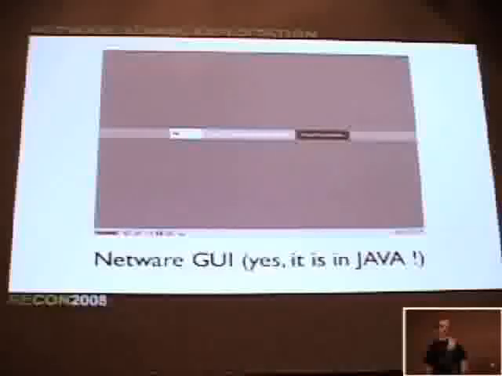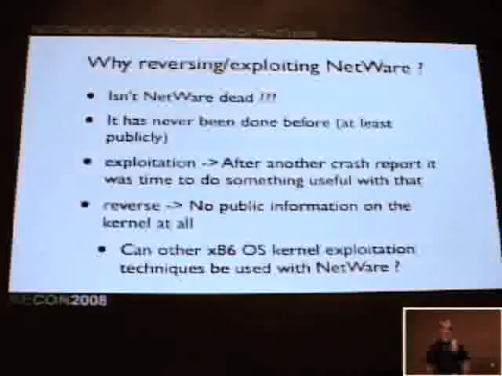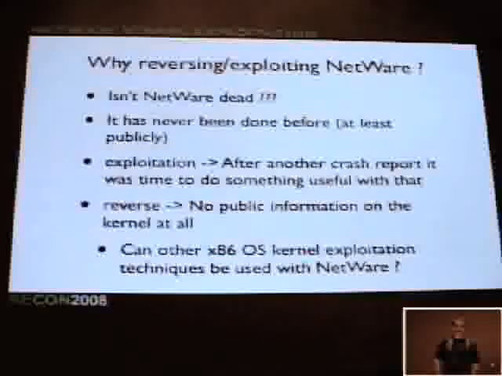So this is NetWare, a beautiful GUI in Java. It's painfully slow. It's almost everything you can say about NetWare, actually. So why reverse or try to exploit NetWare? You could ask yourself, is this OS still alive? Actually, yes, it is. Especially in big corporate networks in the US.